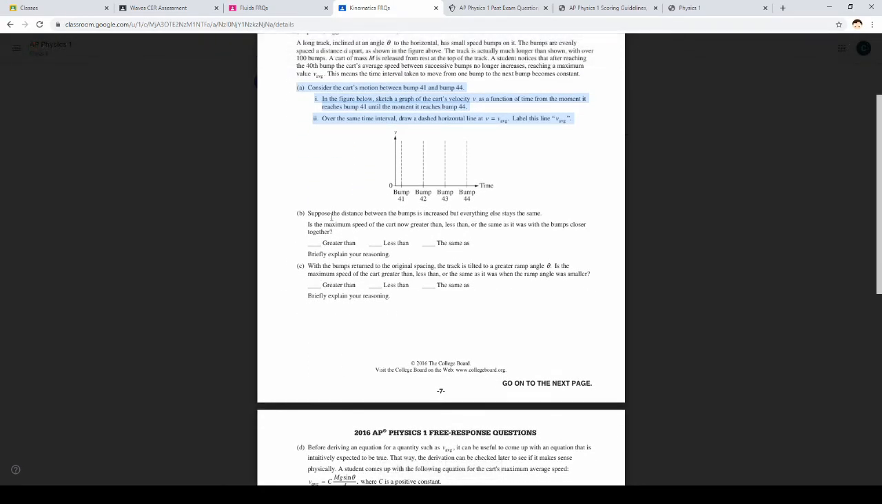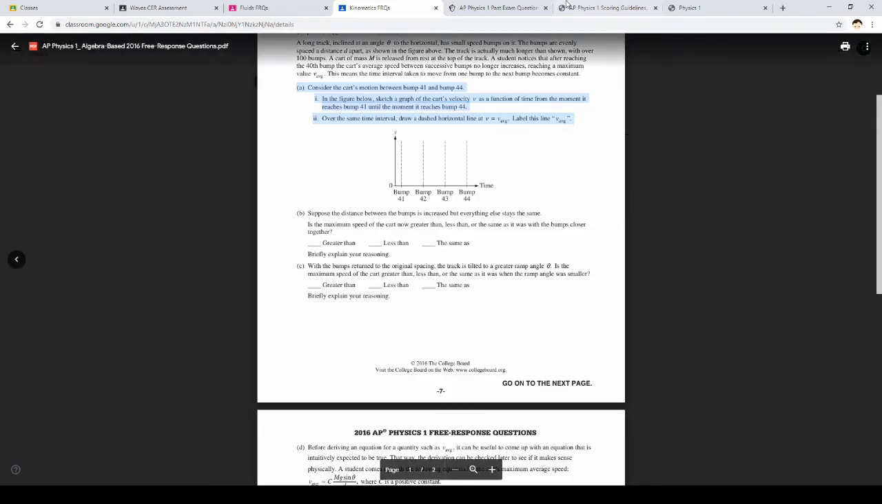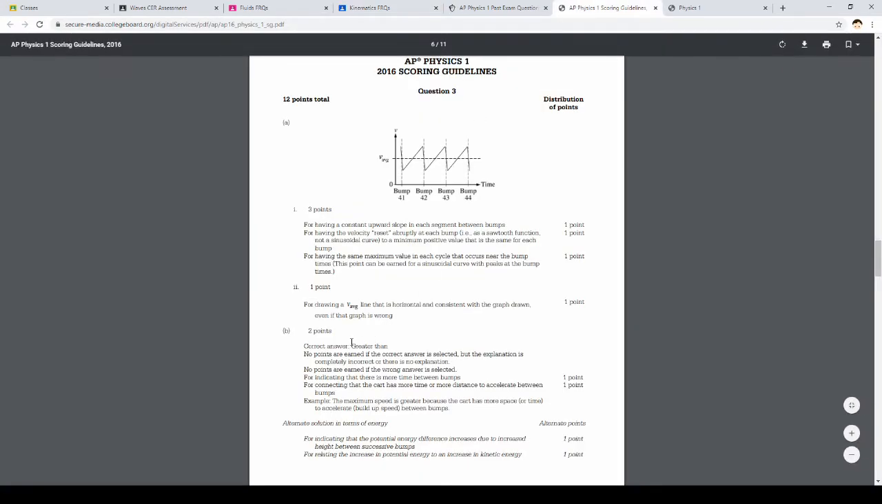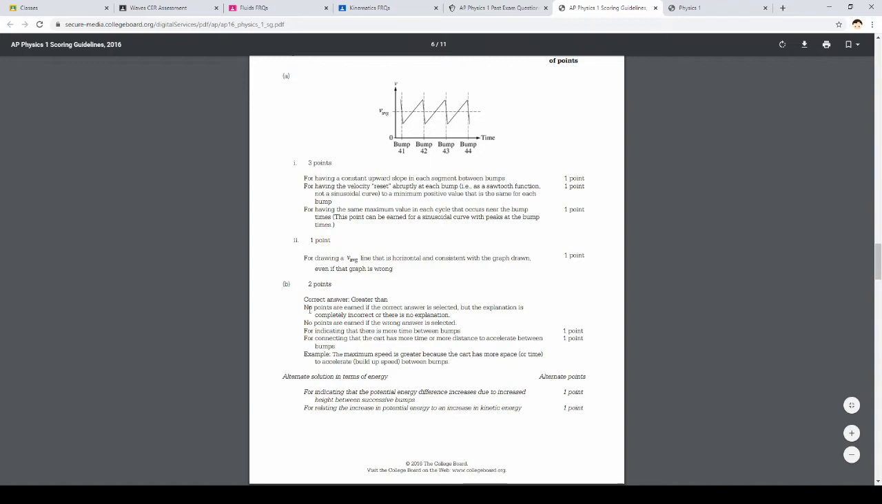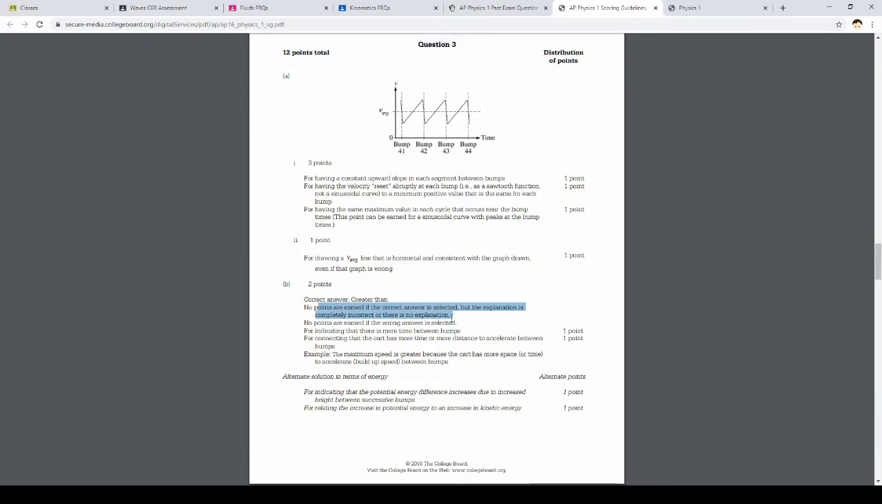The second part, part B: suppose the distance between the bumps is increased, but everything still stays the same. Is the maximum speed of the cart greater than, less than, or the same as it was when the bumps were together? The correct answer is greater than. No points are earned if the correct answer is selected, so just checking the box earns you nothing.